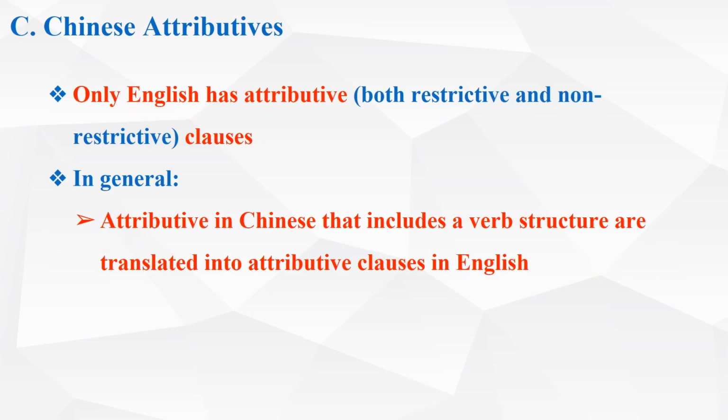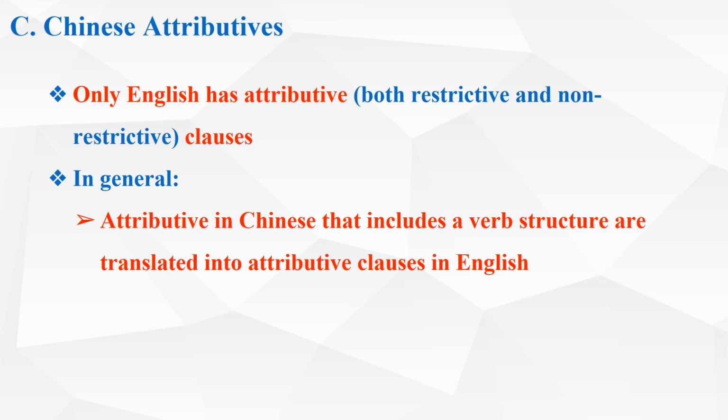In the previous part of the presentation, we focused on the restrictive attributive clause in English and its Chinese translation. As a matter of fact, only English has attributive clauses, regardless of whether the clause is restrictive or non-restrictive, and there are only attributives but not attributive clauses in Chinese. Therefore, we would like to explore this topic in the opposite way.